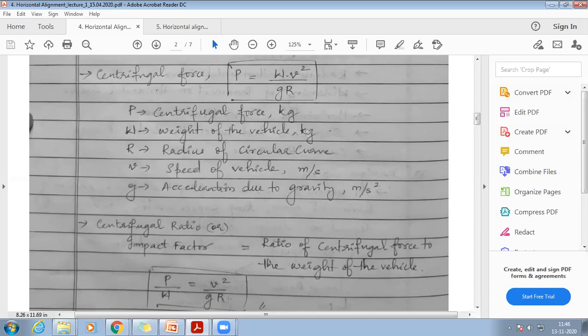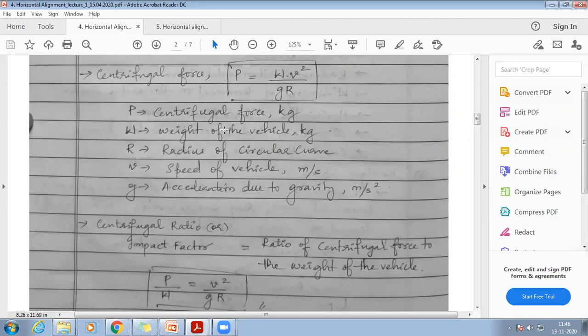W will be the weight of the vehicle, in kg. R will be the radius of the horizontal curve, or we call it a circular curve, in meters. And here I have indicated it as small v, so it will be the speed of the vehicle in meter per second, and g is the acceleration due to gravity in meter per second square. Got it? So this is the centrifugal force expression.